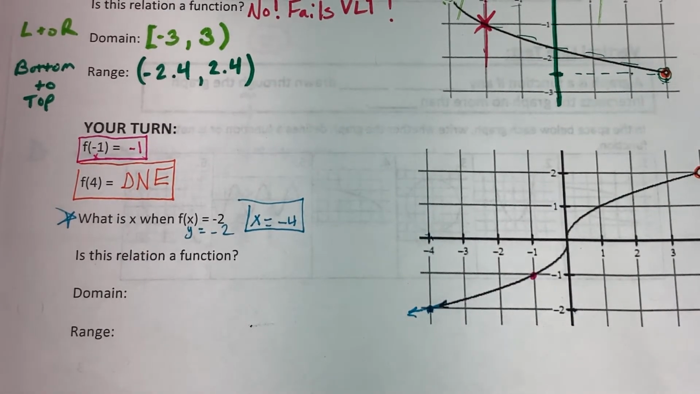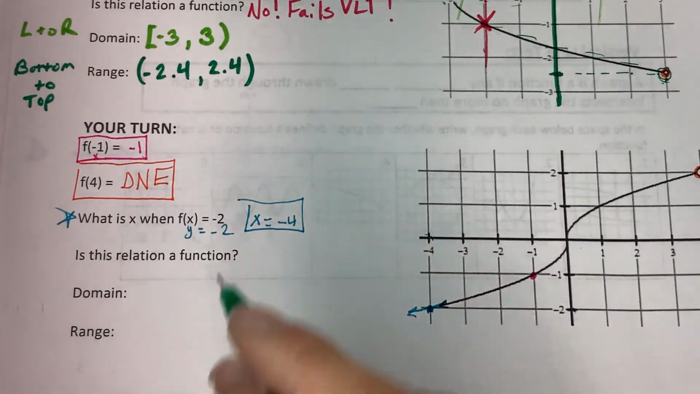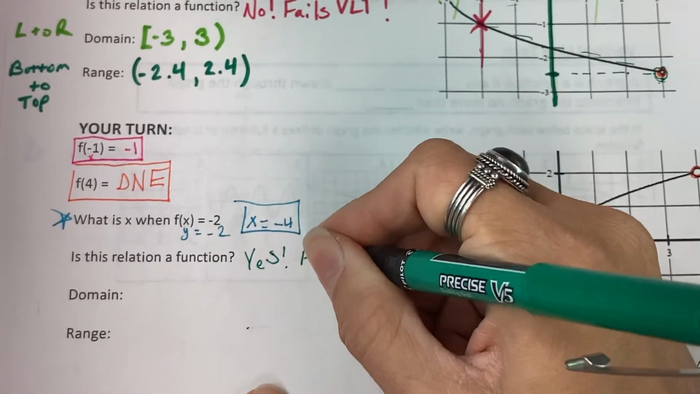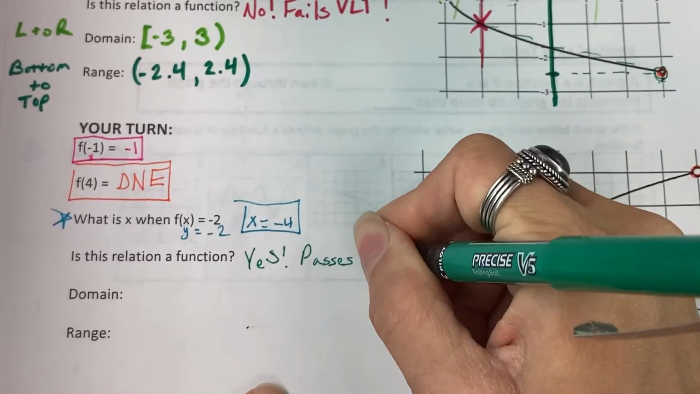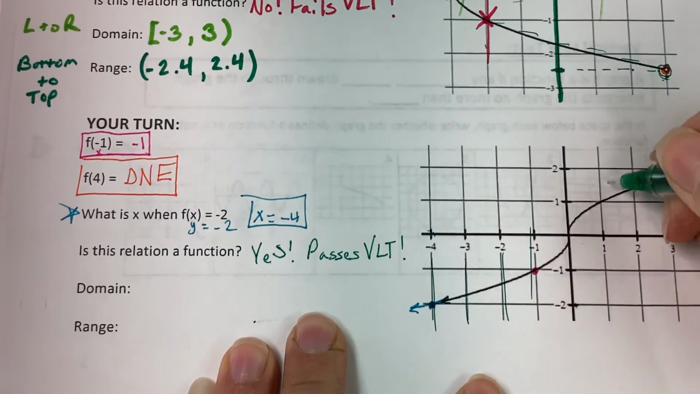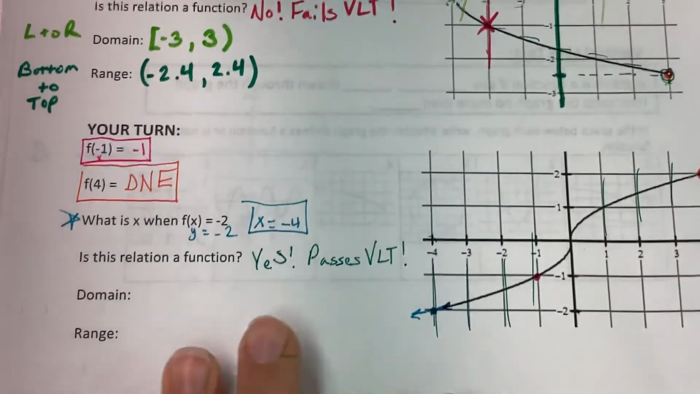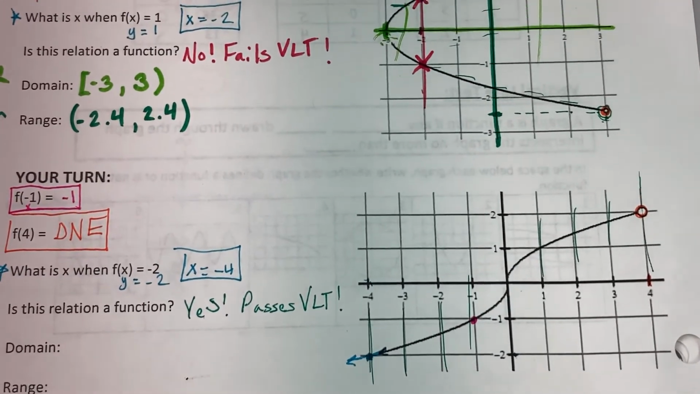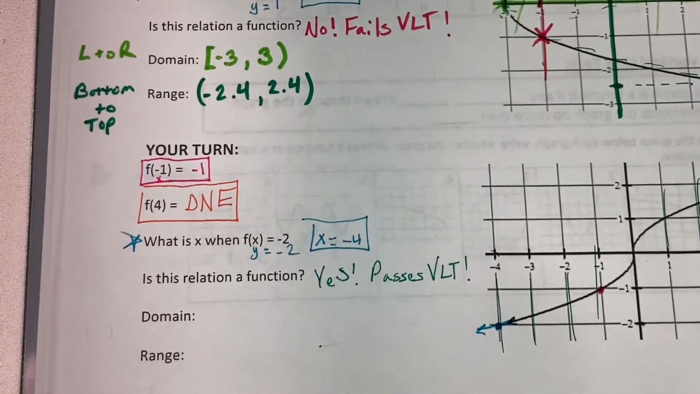The next one, is the relation a function? This is going to be a yes, and our reason for it is it passes the VLT. It doesn't matter where we put that vertical line, it will always only hit the function once. And if we put our vertical line here, it's not technically hitting the function at all. So yes, it is a function.